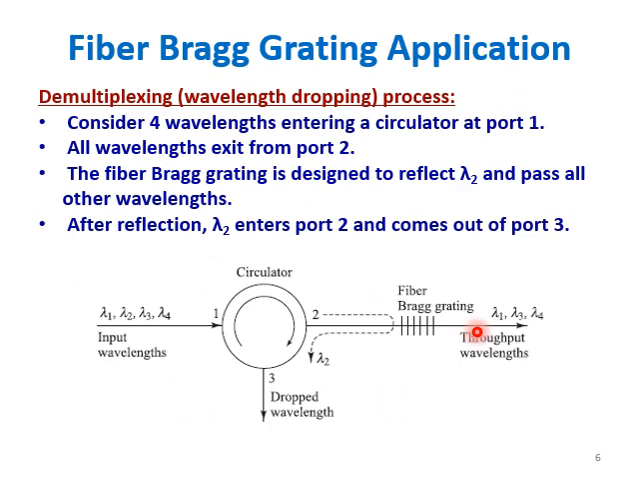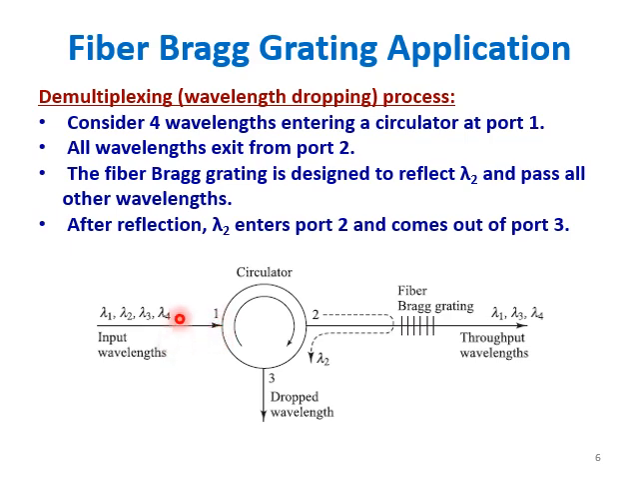So with the help of this fiber Bragg grating, what can we do? That is what we are going to understand in this slide: demultiplexing with the help of fiber Bragg grating. This also requires some circulators. We are going to have 3-port optical circulators, along with the fiber Bragg grating unit. With this combination, we can do the demultiplexing of a wavelength. This process can also be called wavelength dropping.